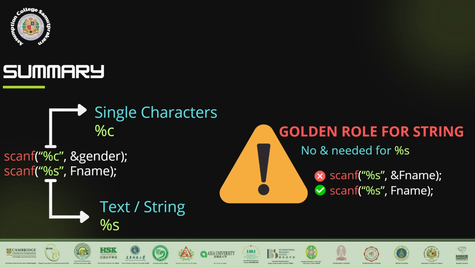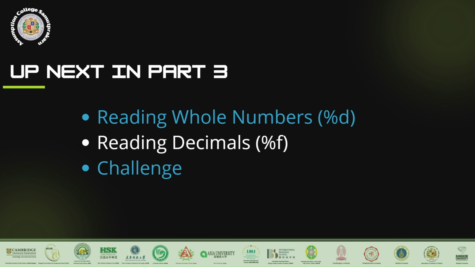In part 3, we will complete our user profile. We will learn how to accept whole numbers and decimal numbers for age and weight using %D and %F. We will also tackle a final formatting challenge and your third activity.